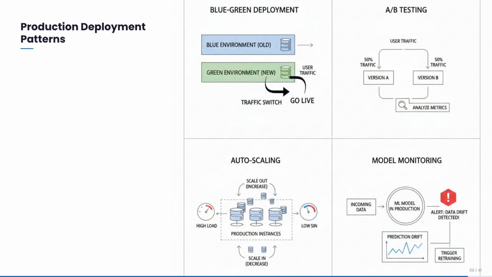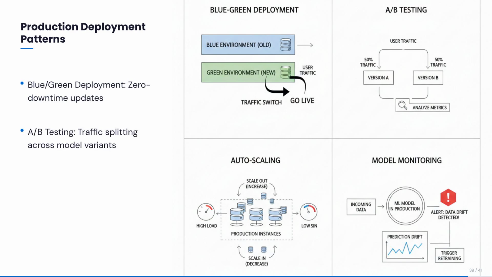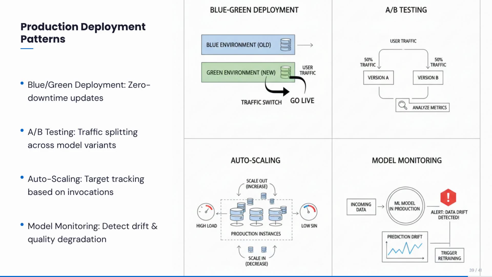For production deployments, use proven patterns. Blue-green deployment enables zero downtime updates by switching traffic between two identical endpoints. A/B testing deploys multiple production variants with configurable traffic splitting. Autoscaling configures target tracking policies to scale based on invocation volume or CPU utilization. And model monitoring detects data drift and model quality degradation in real time, alerting you before performance degrades.